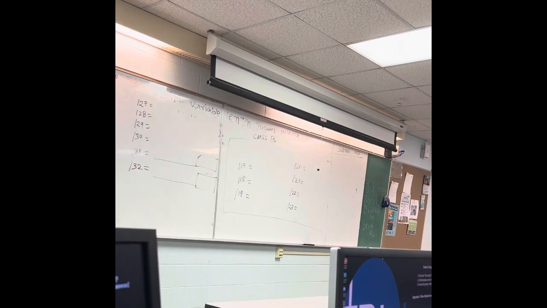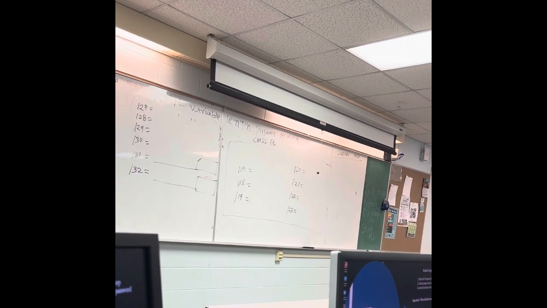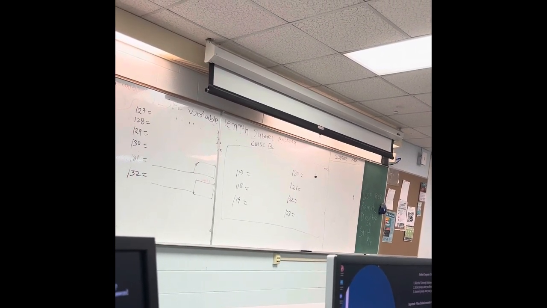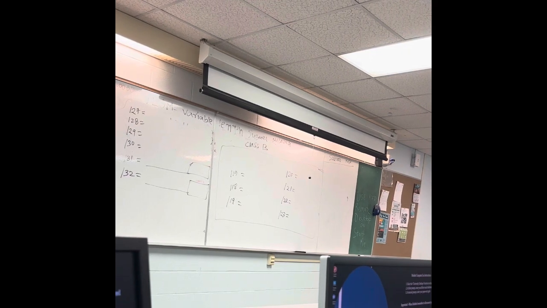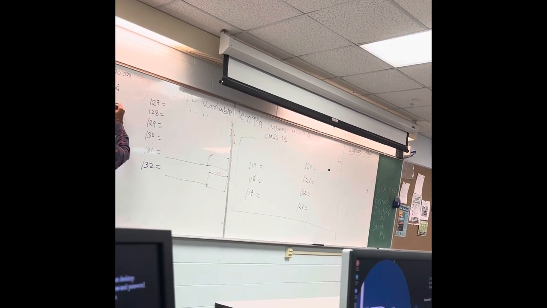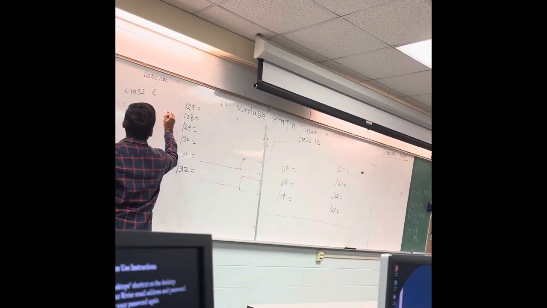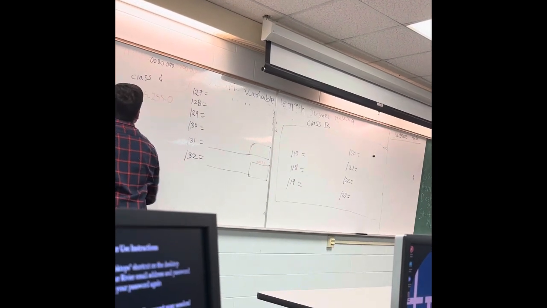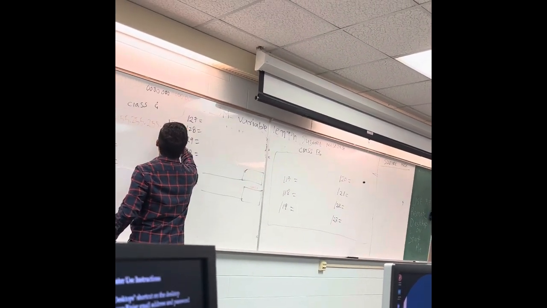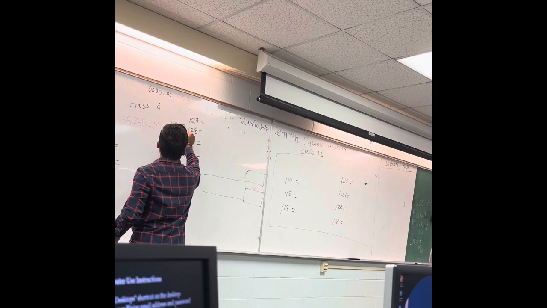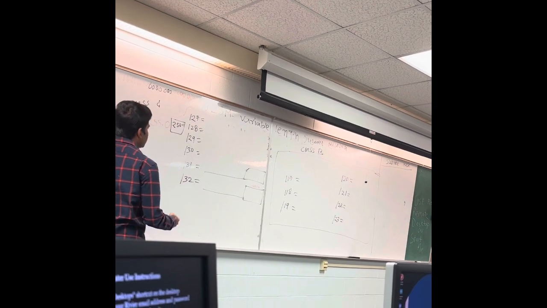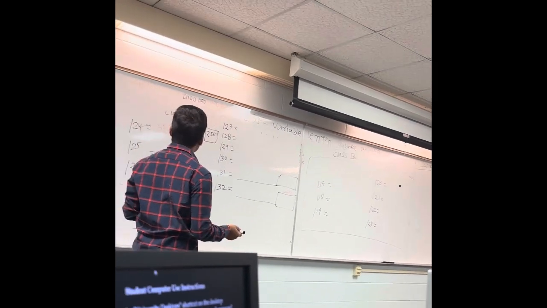So you need to also tell me, so let me tell you. We did 24, right? So what is the subnet mask? 255.255.255.0. How many hosts? 256 minus 1.